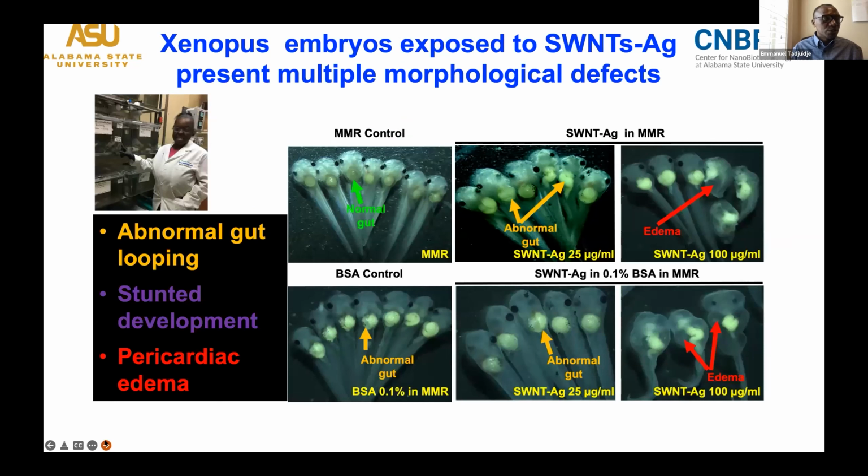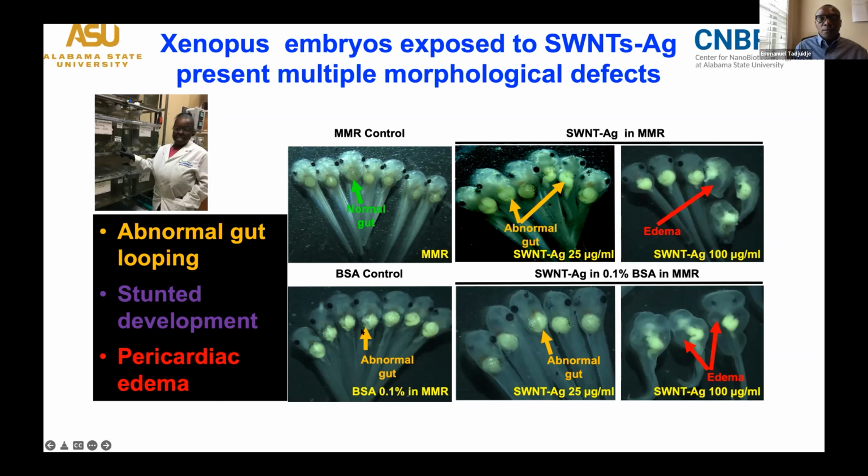What Shakira was able to show was that single-wall carbon nanotubes, either dissolved in plain culture medium, as shown up here, or dissolved using a dispersant like BSA, overall can cause some obvious developmental defects in the embryos. As shown here, you see the abnormal looping of the gut, and a high proportion of those embryos also show edema, which is due to the accumulation of fluid in the extracellular space in tissues.